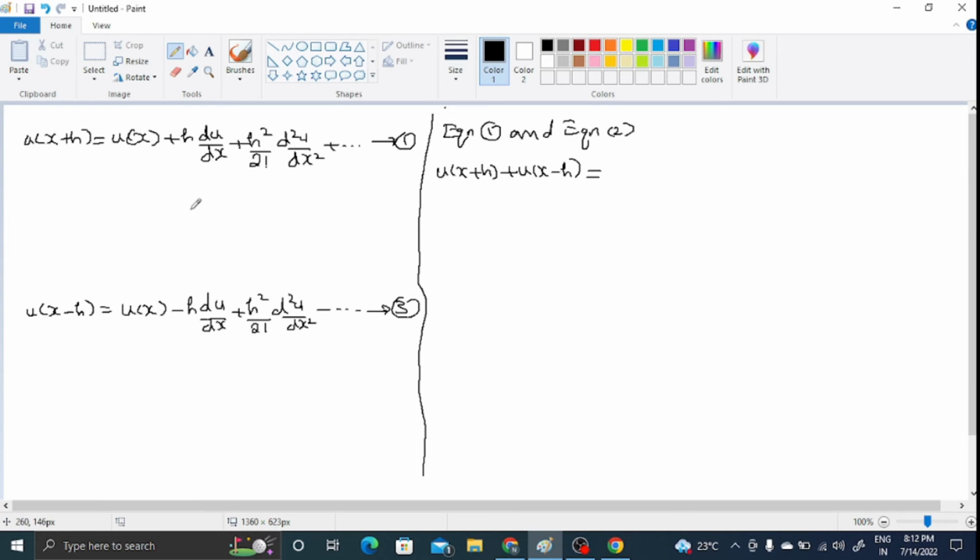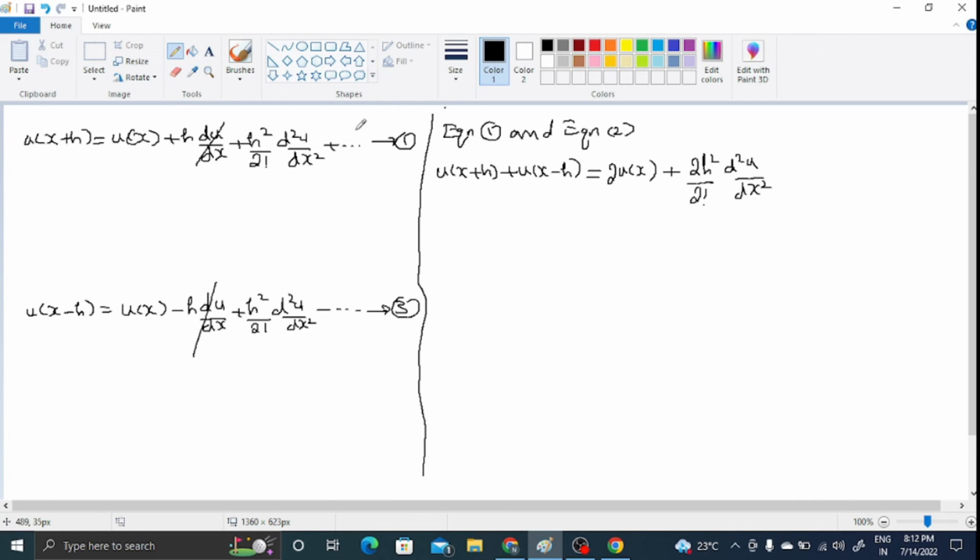Now what about the right hand side? You can see that these two equations have u of x. So if you are adding these two together, we have 2 into u of x. Now the first equation has h into du by dx, and the second equation has minus h into du by dx. So these two terms are cancelled. Now these two equations have h square by 2 factorial into d square u by dx square. So it will become 2 into h square by 2 factorial into d square u by dx square. Now definitely the next terms are cancelled.